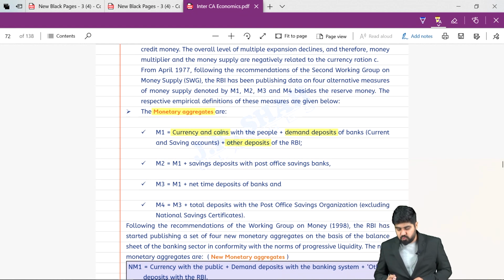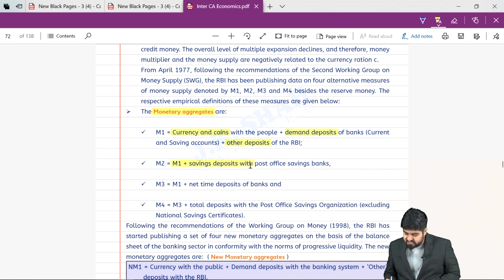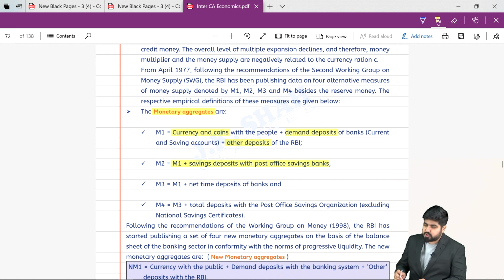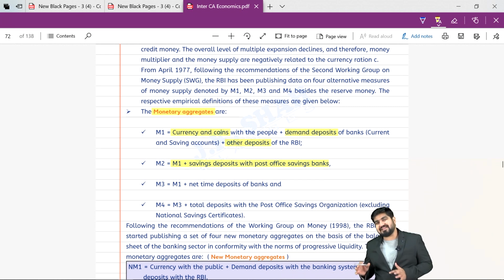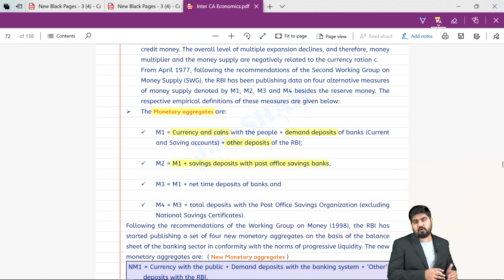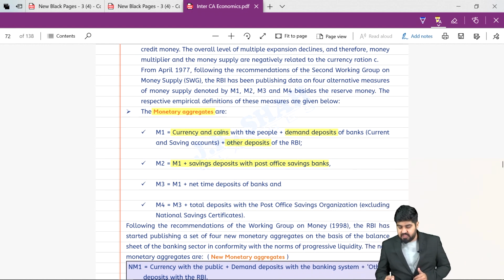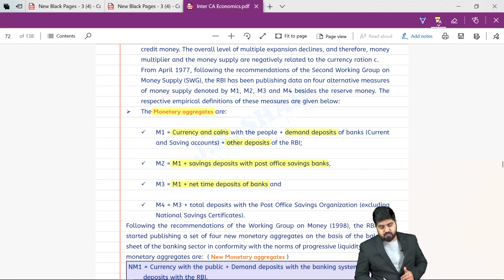Next one, what is M2? M2 will be M1 plus saving deposit with the post office saving bank. So along with M1, whatever money we are keeping at the post offices, but only in the savings account of post offices, will be part of M2. Then comes M3. Now what is M3? It is nothing but M1 plus net time deposit of the banks. Time deposit here means fixed deposit and recurring deposit.